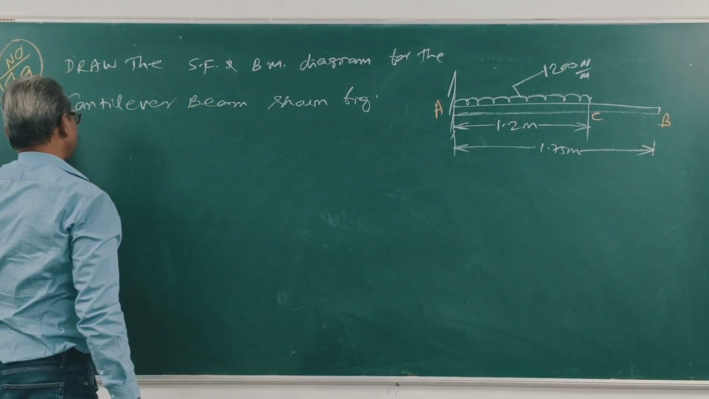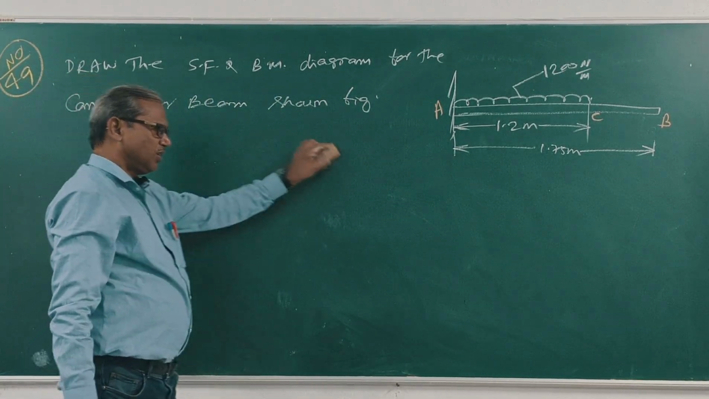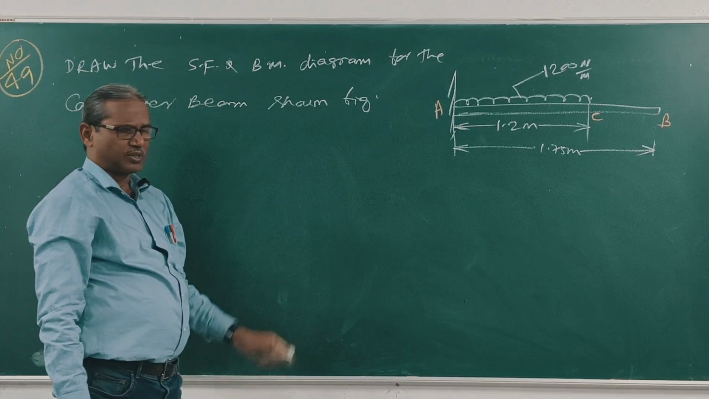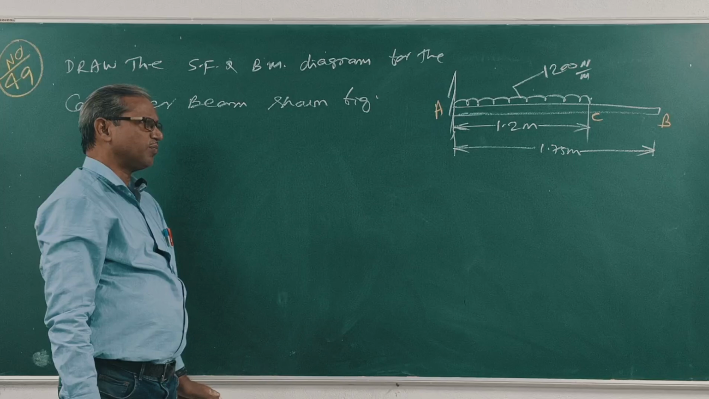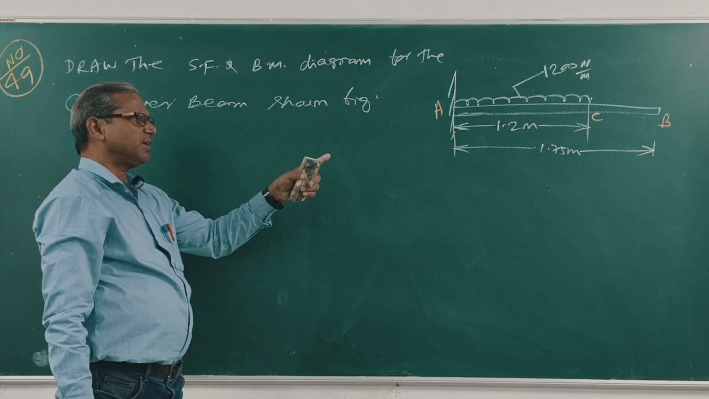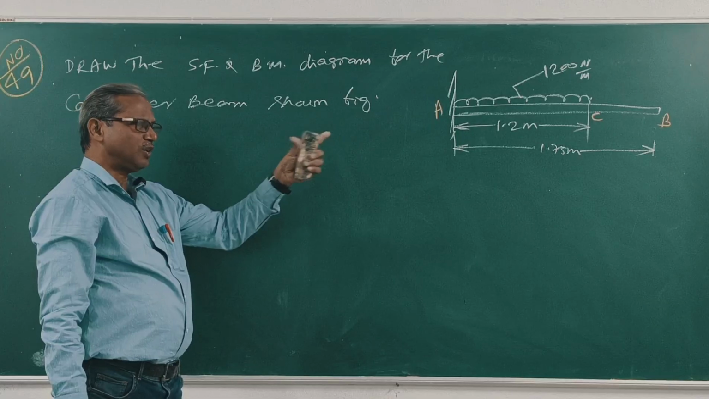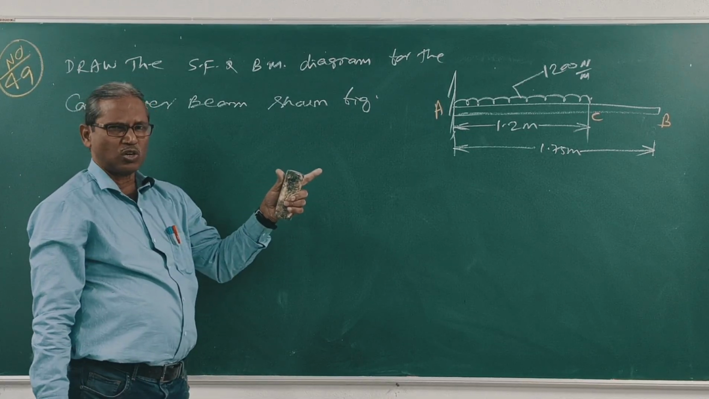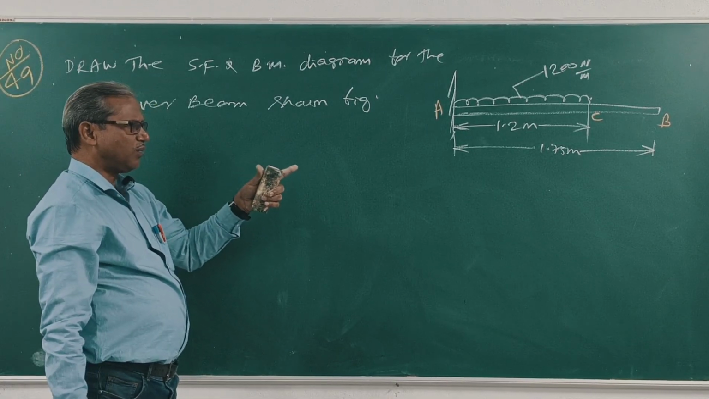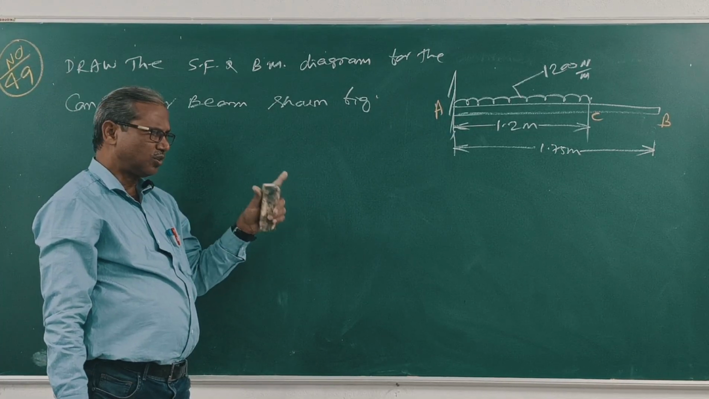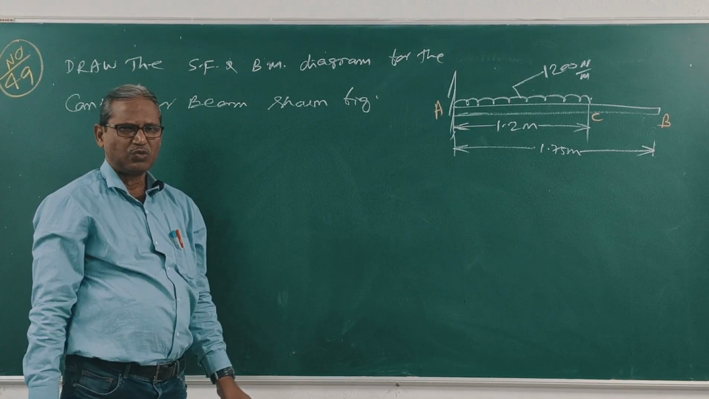Question number 49. Draw the shear force and bending moment diagram for the cantilever beam shown in the figure. The beam is fixed at A, free at B, and carries a UDL of 1200 Newton per meter for a length of 1.2 meter from the fixed support. Draw the shear diagram for the beam.